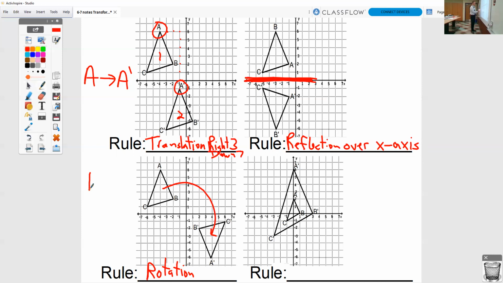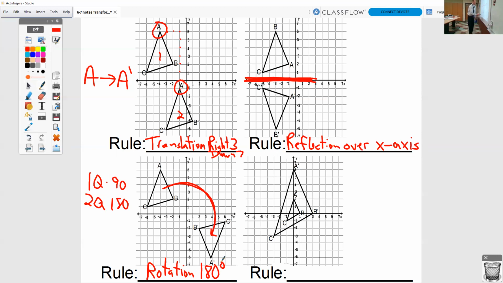If it moves 1 quadrant, it's going to be 90 degrees. If it moves 2 quadrants, it's going to be 180 degrees. Notice that this moves 1, 2 quadrants. So it is a rotation of 180 degrees. For 180, we don't say clockwise or counterclockwise because they would both end up in the same place.